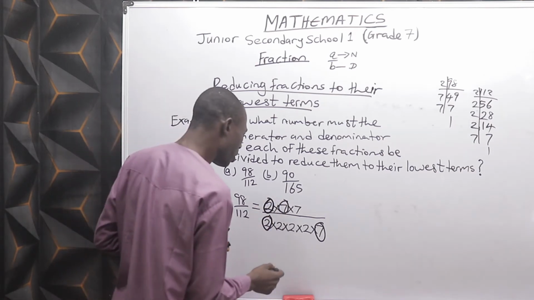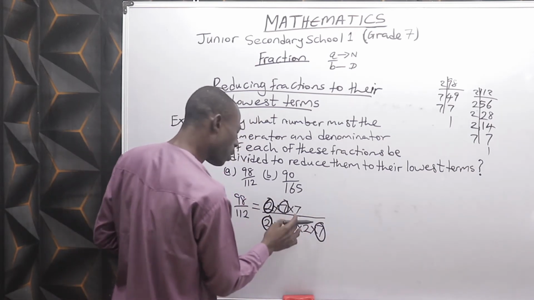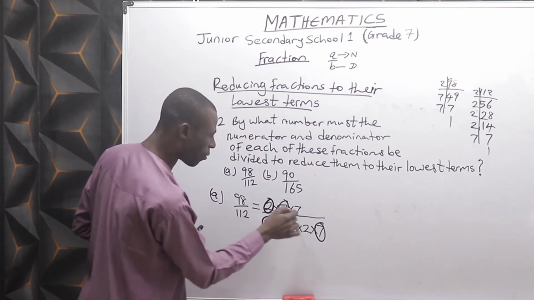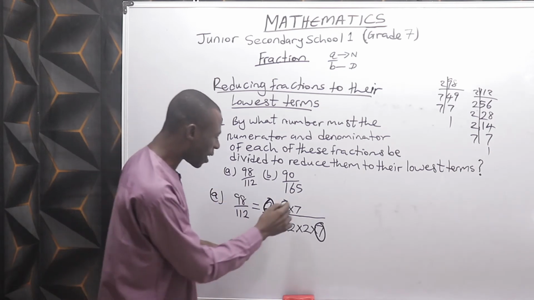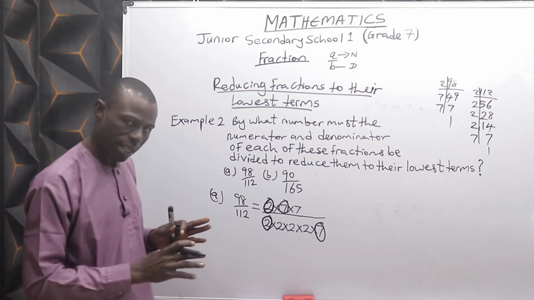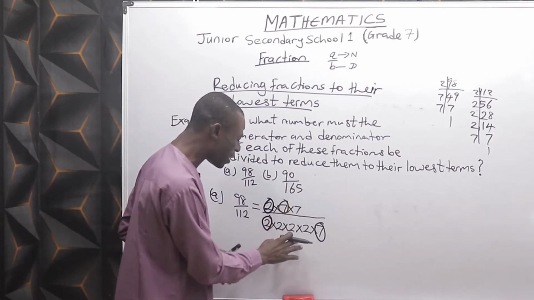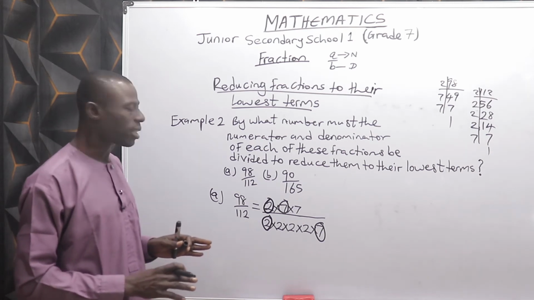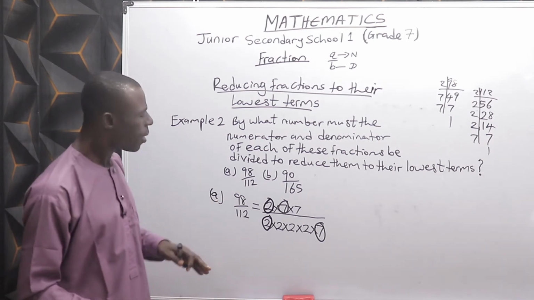So that means if we cut 2 by 2, cut 7 by 7, we have 7 over 8. That is 2 times 2 times 2, which is 8. We have 7 over 8 left as the remaining fraction, which is in its lowest term.